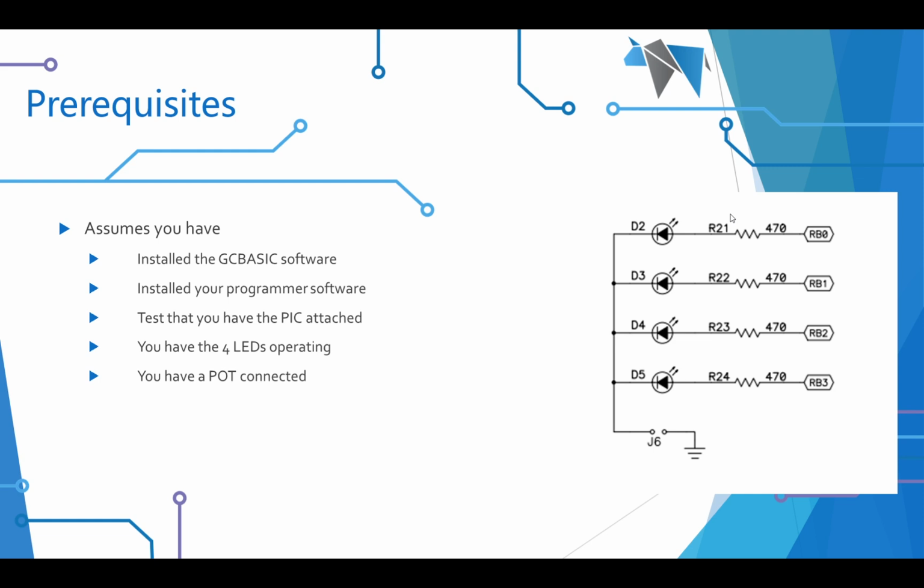So I am assuming you've installed the GCBASIC software, you have an IDE or editor working, and that you've installed some programming software. You've tested the PIC, your 4 LEDs and a pot, because that's what we're going to be using.